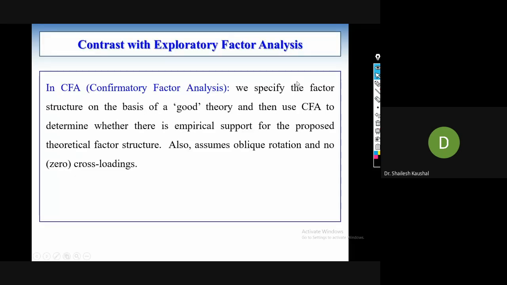Now, confirmatory factor analysis. In confirmatory factor analysis, we specify the factor structure on the basis of good theory. So we should keep in mind that in a confirmatory factor analysis, we need good theory. Without theory, we should not use confirmatory factor analysis or structural equation modeling, and then use CFA to determine whether there is empirical support for the proposed theoretical factor structure or not.